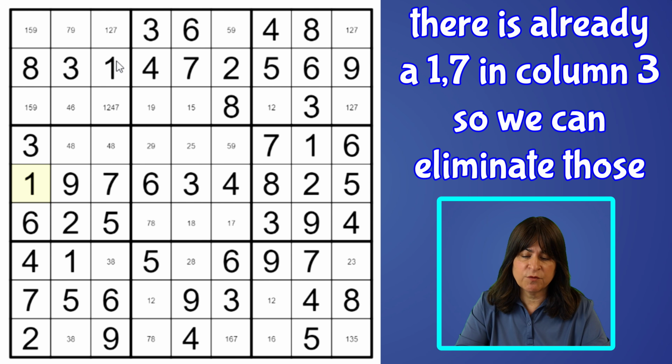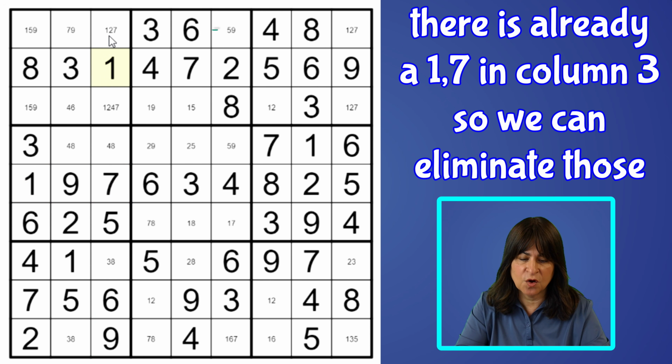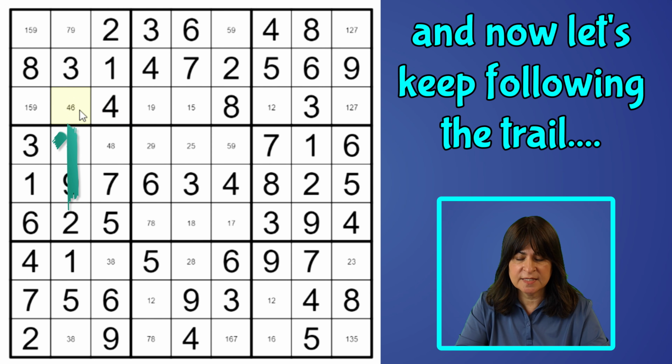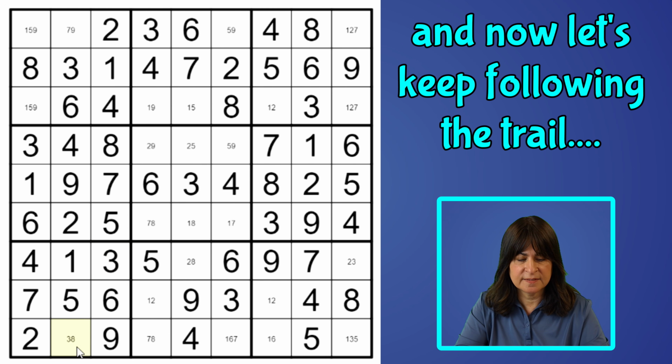Okay, let's see what else. Okay, so now we have a 1 and a 7 in column 3, so this no longer can be a 1 or a 7, so it's a 2. And so now we have a 1, 2, 7 in column 3, so this cell has to be a 4, which makes this a 6, and then makes this an 8, which makes this a 4, and now this is a 3, and that makes this an 8.